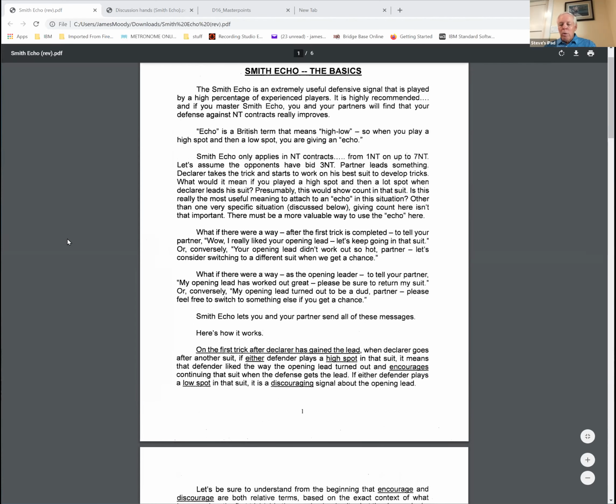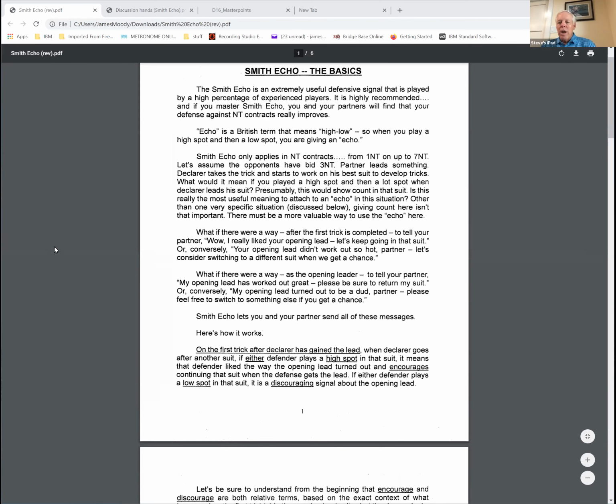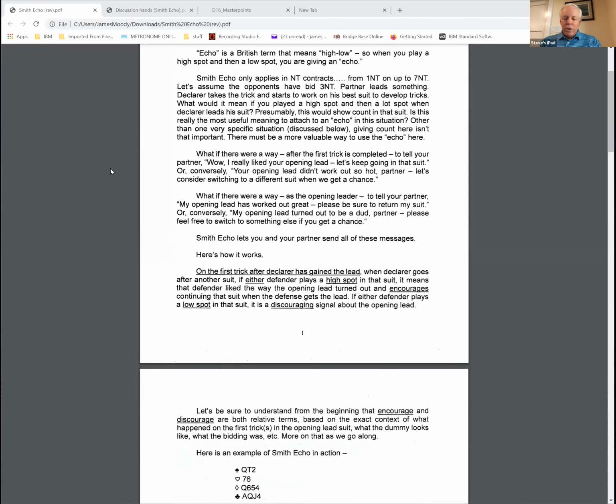Let's say dummy and declarer have both bid clubs, and you've got 4 clubs in your hand. And on the first club, the partner plays a little one. Well, it's very likely that partner has a singleton, and you can't read too much into that singleton, whether it's high or low. Okay, now, James, can you put up the first discussion hand?